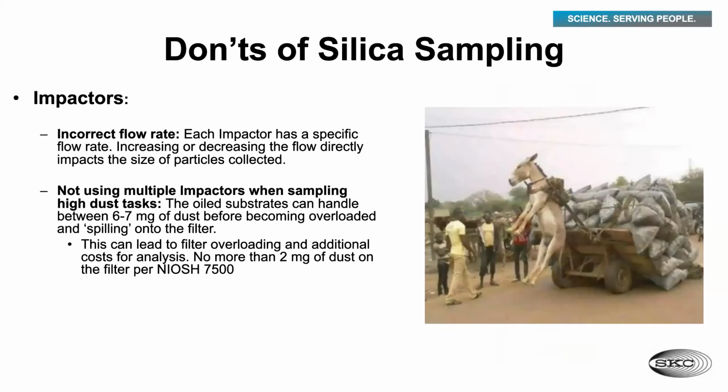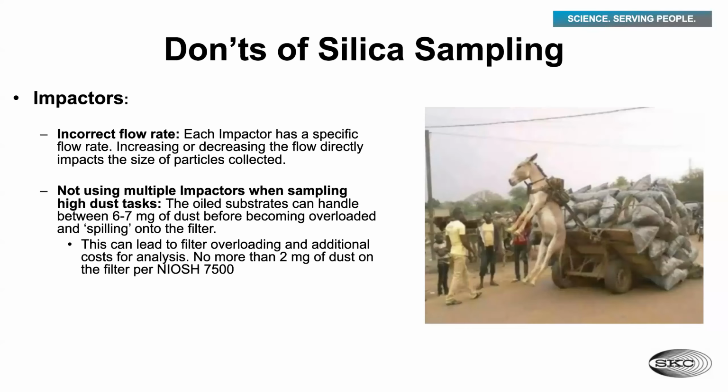So specifically from impactors, the main two things are going to be similar to cyclones: if you're using the incorrect flow rate, you're going to have the wrong cut point that is not going to be accurate, and it's not going to be able to be compared to the limits that you want. And the same thing we just barely talked about with the cyclone is using multiple PPIs or impactors throughout the shift to make sure that you're not overloading the small oiled impactors inside, to make sure that you have a valid sample.